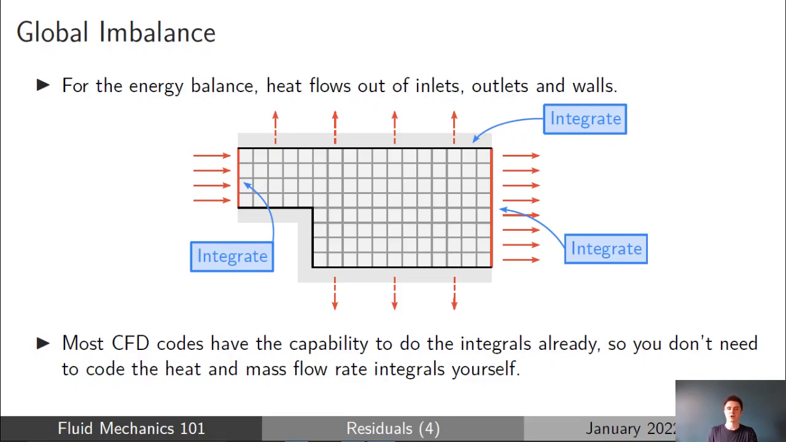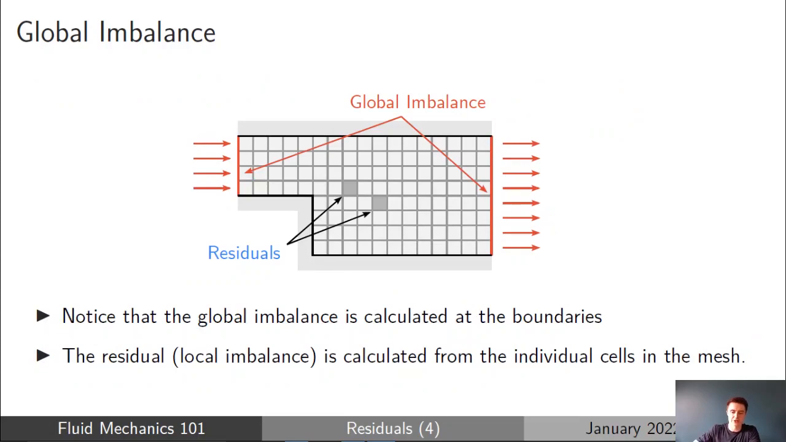Then what you could do is monitor the mass flow rate across all of your surfaces, and then calculate the summation, and that would give you a global mass imbalance. And you could do the same for your energy as well. And if you express that as a percentage, that will give you the percentage imbalance.